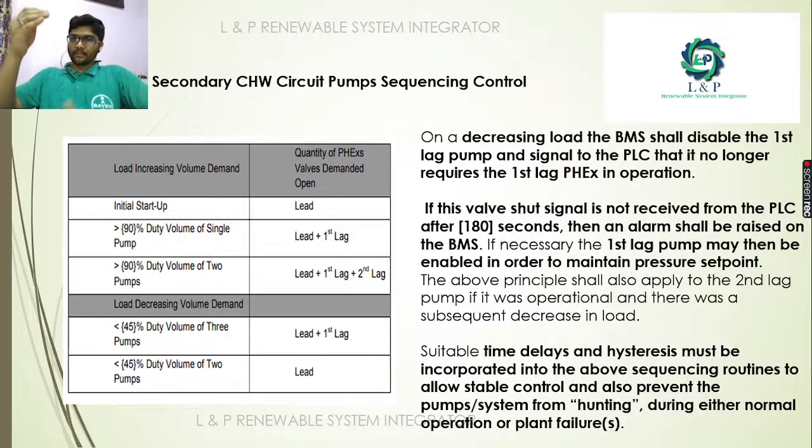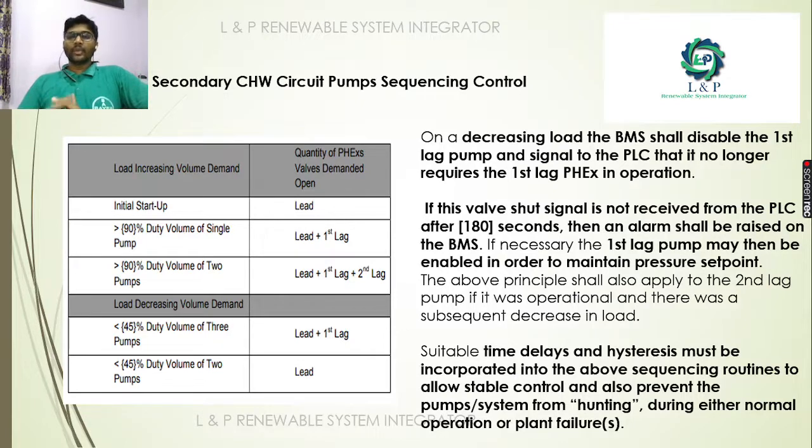Once the load decreases, the enabled valves as well as the enabled pumps will shut down one by one. Most importantly, after any command, whether an open command or a close command, if the valve fails to close or open, we need to raise an alarm immediately after 180 seconds. The pumps will operate to maintain the pressure setpoint.